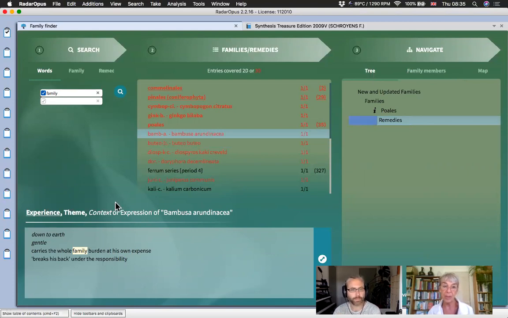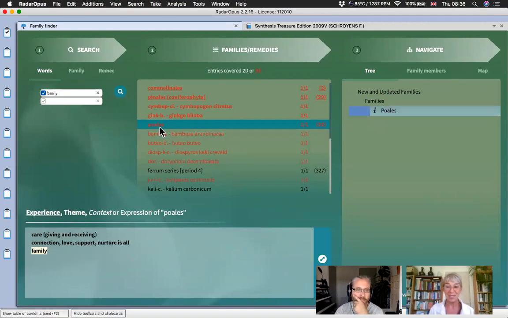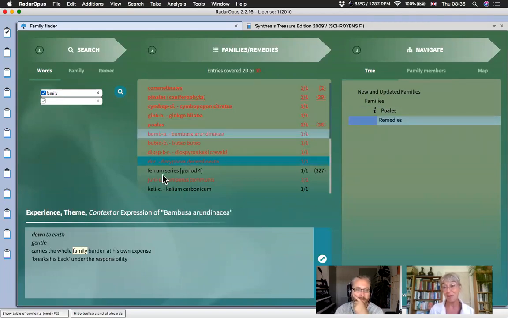See, you have Bambusa now: carries the whole family burden at his own expense. So that's something different than "I need my family for nurturing." It's "I carry the burden of the family." That's specific for Bambusa. And breaks their back under responsibility. Whether it's true or symbolic, very, very often they have back problems. We know that. Yes, absolutely.